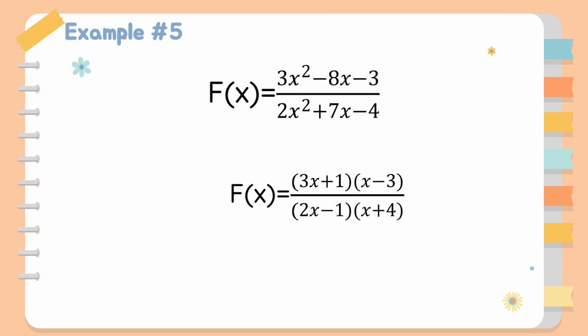Fifth and our last example is f of x equals 3x squared minus 8x minus 3 over 2x squared plus 7x minus 4. So here in our last example, the given is a trinomial, so we need to factor it out. F of x equals 3x plus 1, x minus 3, over 2x minus 1, x plus 4.